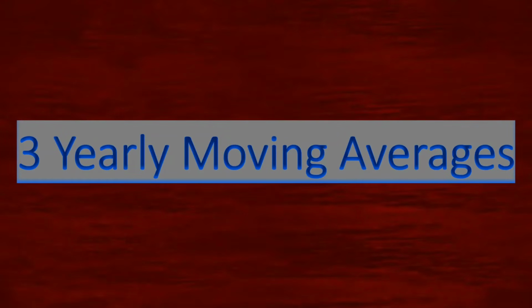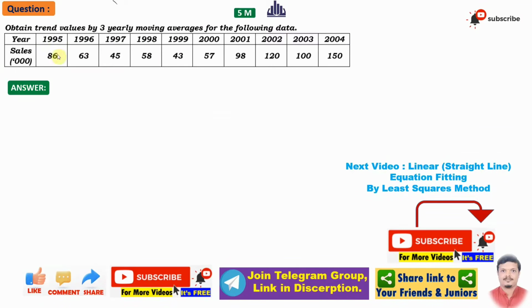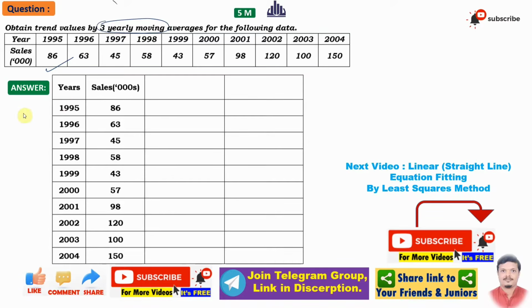Now 3 yearly moving averages we shall calculate. The question is given like this: obtain the trend values by 3 yearly moving averages for the given data. This is the given data, years and sales in terms of 1000. First we shall take down the data in tabular columns. These are years starting from 1995 to 2004, and then sales in terms of 1000: 86,000, 63,000 and so on up to 150,000.